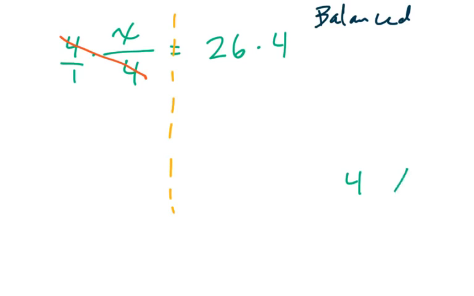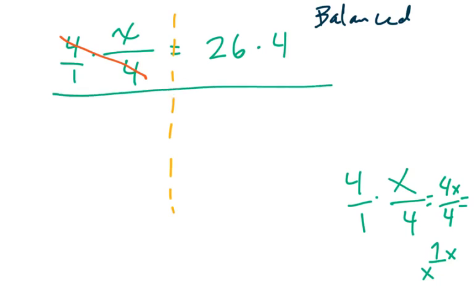4 times x over 4. Well, any whole number can be written over 1. And then you multiply this across and you get 4x over 4. And 4 divided by 4 equals 1x. So we just get x by itself. Okay, so these cancel out. We do our equals line, big line for equals. This gives us x by itself.